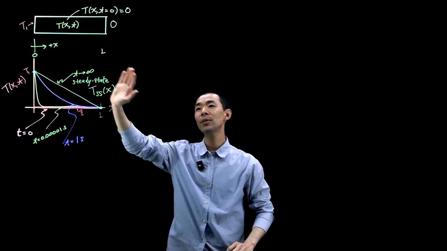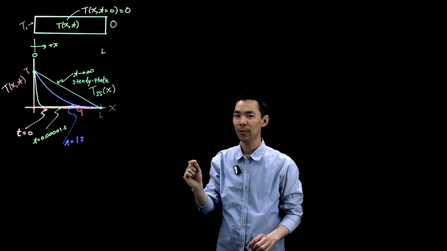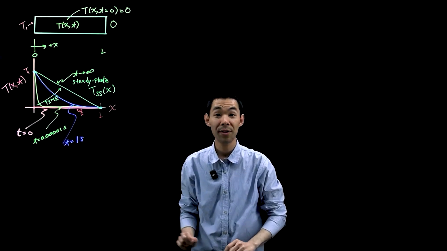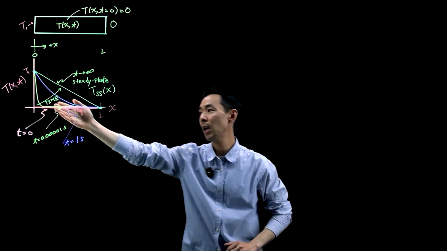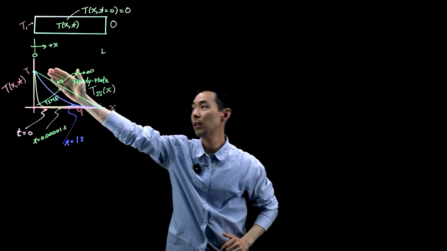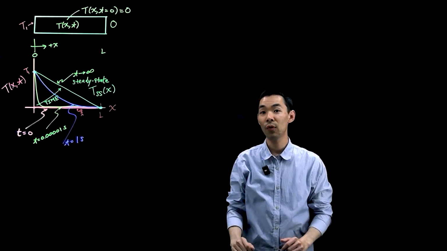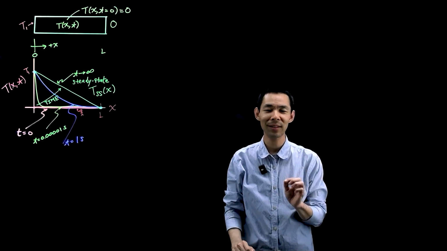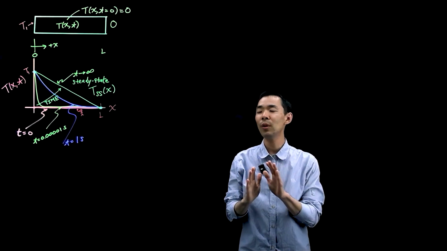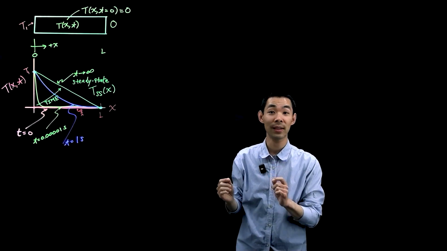Now, I hope you understand the physics of this picture. This is the progression of time. Initially, it's at 0. At some small time, it starts to lift up. The boundary condition is now satisfied, and at very, very long times, it achieves a steady state profile. Now, this is the most important part of the problem. Before you do any math, there's no math here, just pictures and just physics.